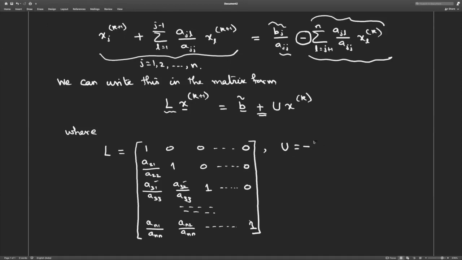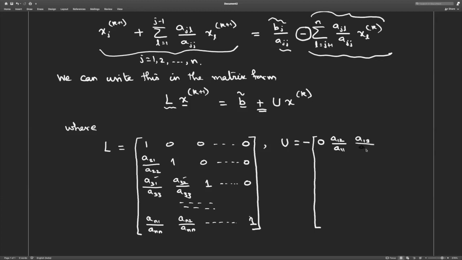Now, once you understood how to construct L, it is very easy to construct U also. While computing the first component, you have kept all the components on the right hand side because you have not computed any component. Therefore, you will take all the information from the previous iteration. Therefore, you have all the terms sitting on the right hand side. So you will have 0, A12 by A11, A13 by A11, and so on up to A1n divided by A11. Right?